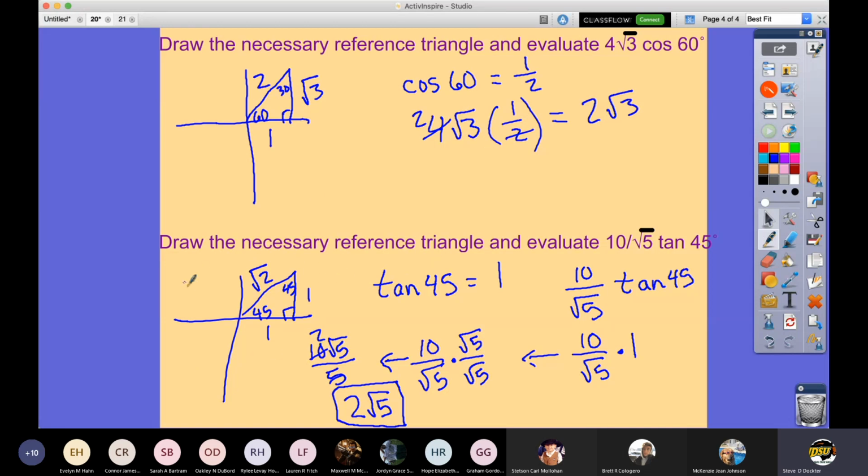So draw out your reference triangle. Then just do the algebra from there. You guys know how to do the algebra part, okay? And we've done the SOHCAHTOA stuff in the past. We're just putting it all together now. That's really all we're doing. All right, any questions for me on lesson 20?